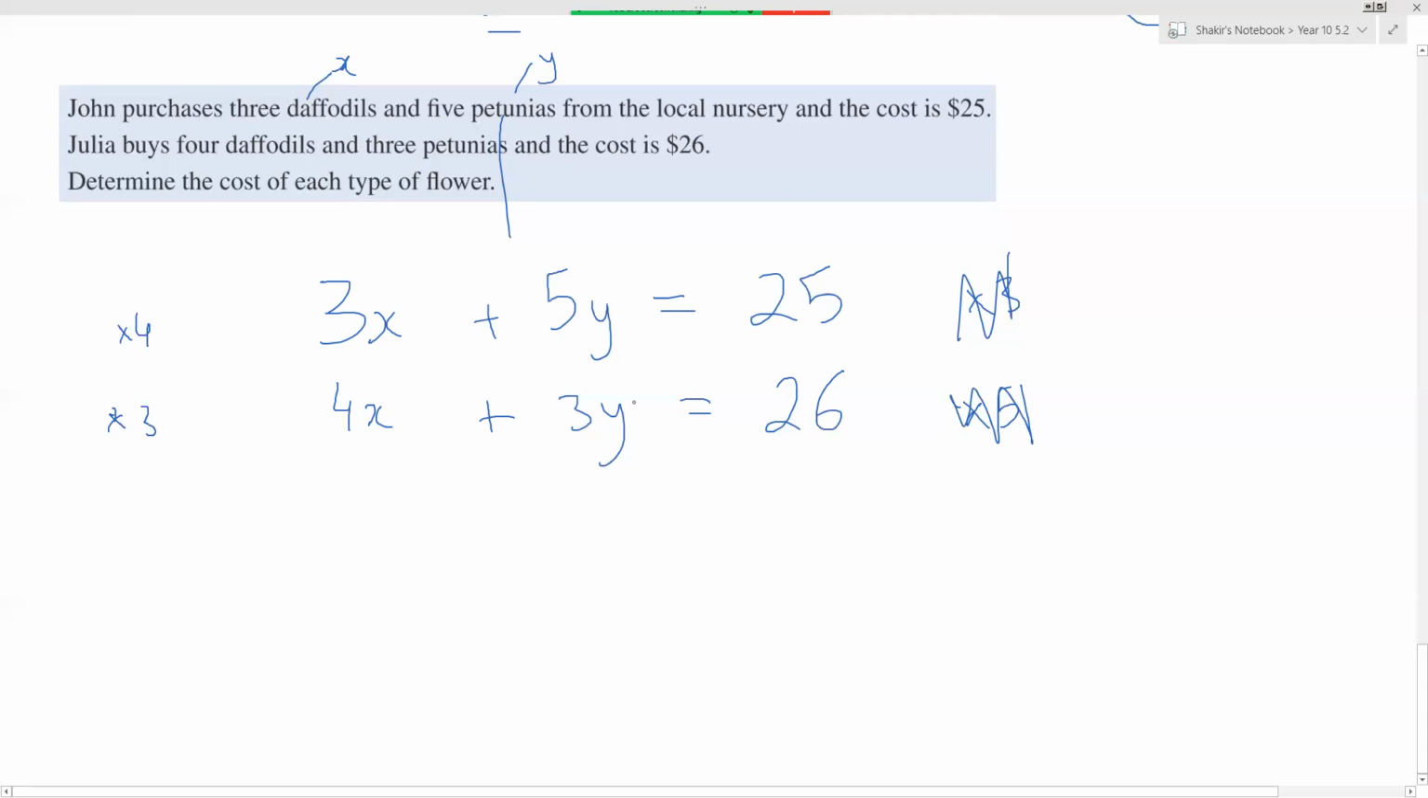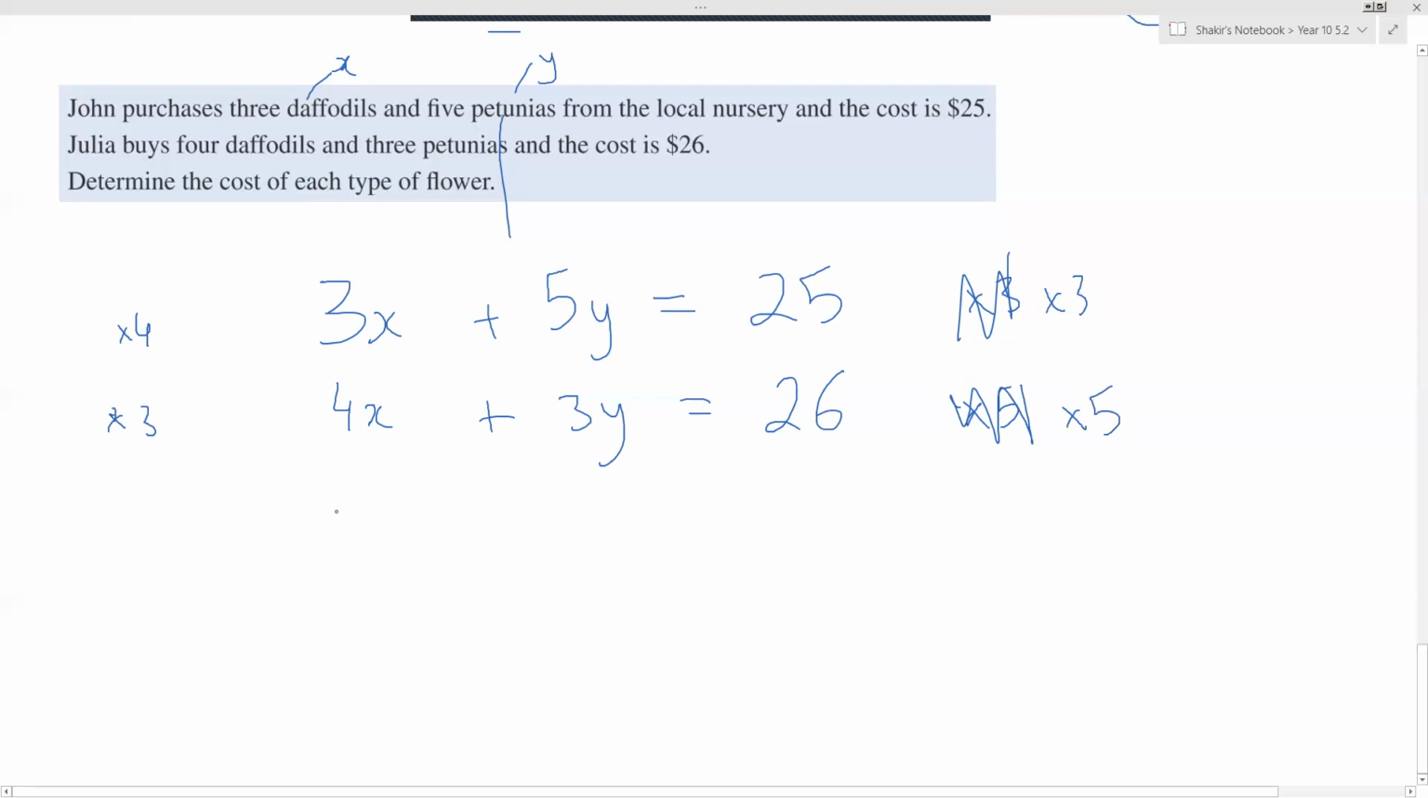You can do times 3 times 5. You can do times 4 times 3. The idea is you want to then be able to subtract or add the equations so that one of the variables disappears. So look, eeny, meeny, miny, mo, whatever. I'm just going to choose one. I'm going to multiply by 3 and multiply by 5. You get the same answer. Let's just multiply by 3 and 5.